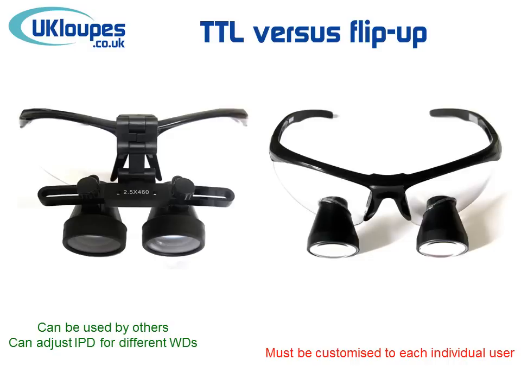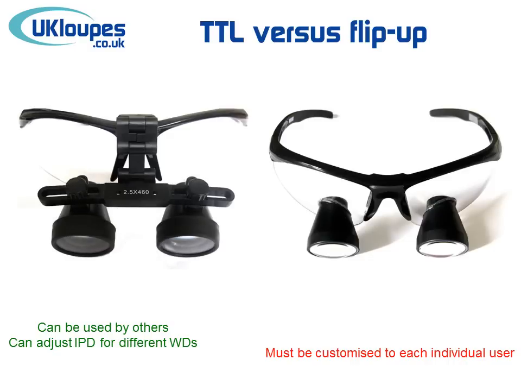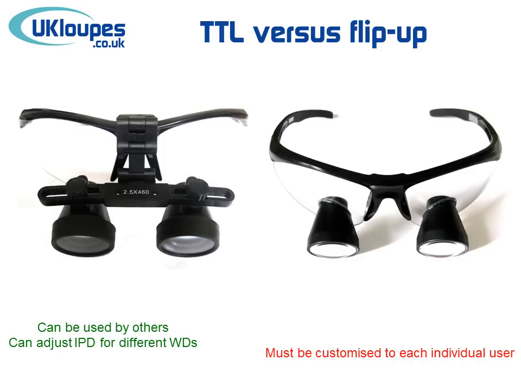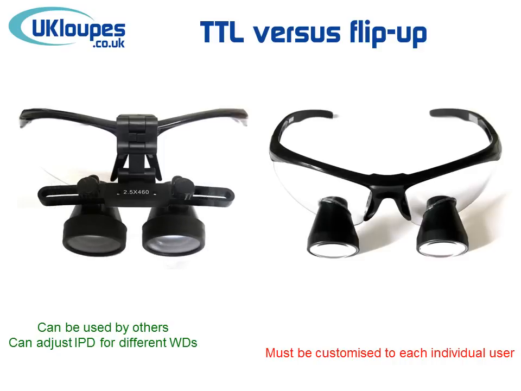TTL loupes carry a considerable extra cost because they must be custom made to every individual. With flip-up loupes, the distance between the lenses can be adjusted. With TTL loupes, each pair of loupes must be custom made to the individual. This means that flip-up loupes could be used by two people, whereas TTL loupes are only custom made to the individual.